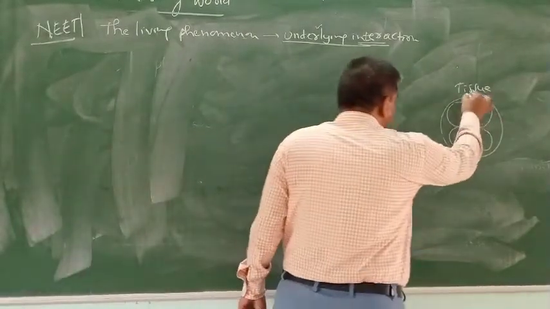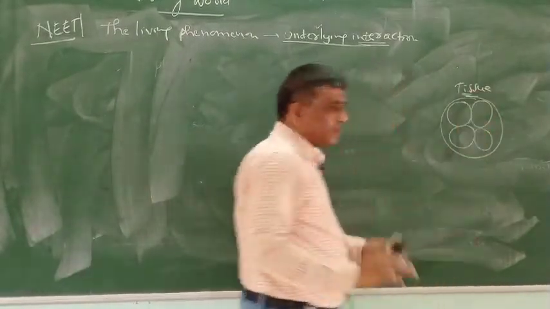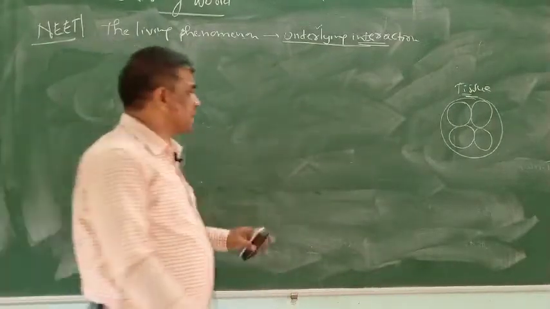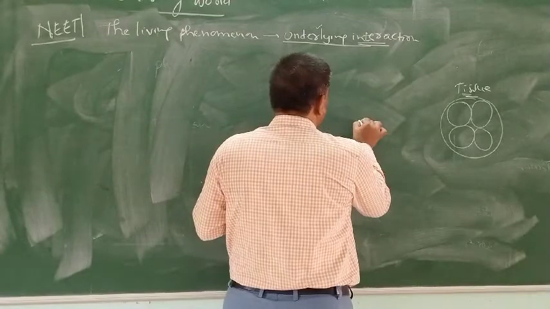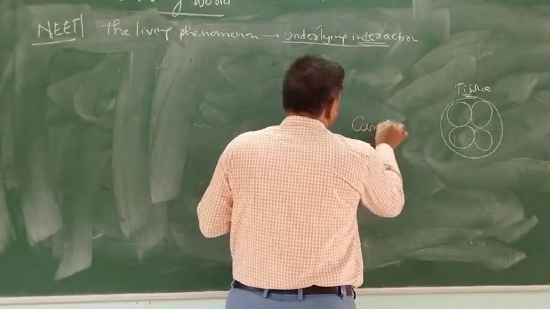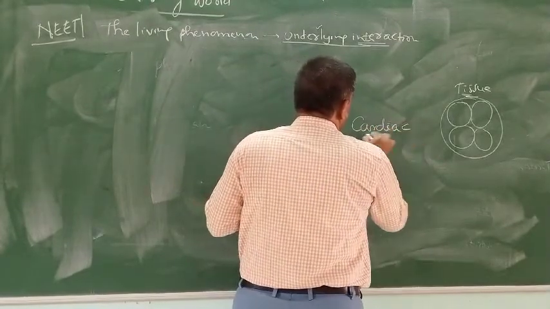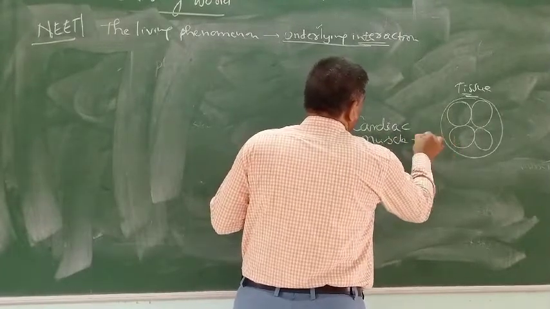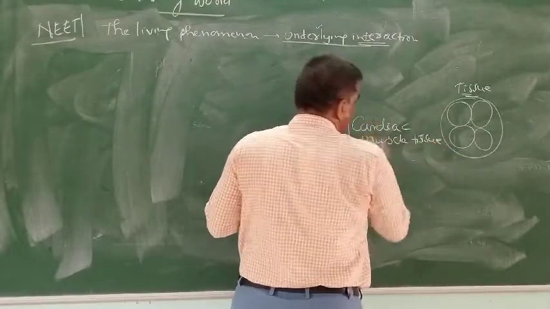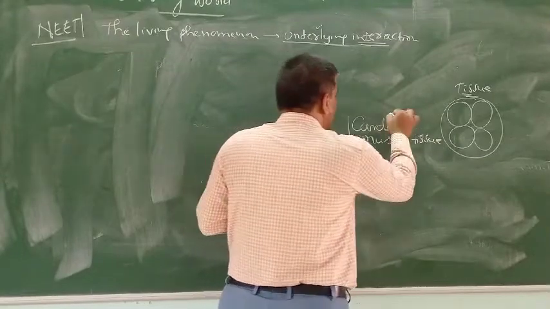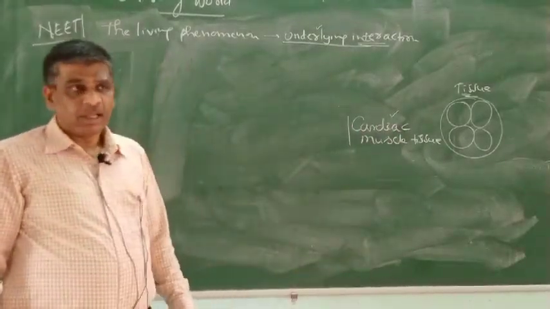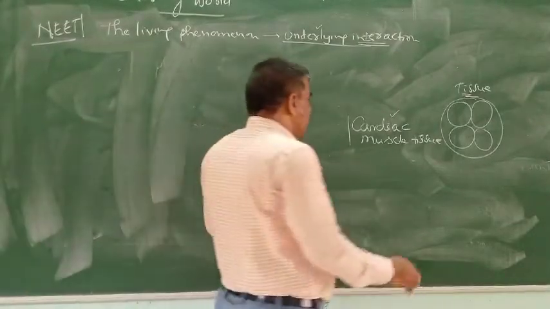So this tissue is performing some function. It is performing a definite function. For example, I can tell you an example: muscular tissue, cardiac muscle tissue. It is a kind of tissue. Cardiac muscle tissue performs a definite function, that is pumping of blood.